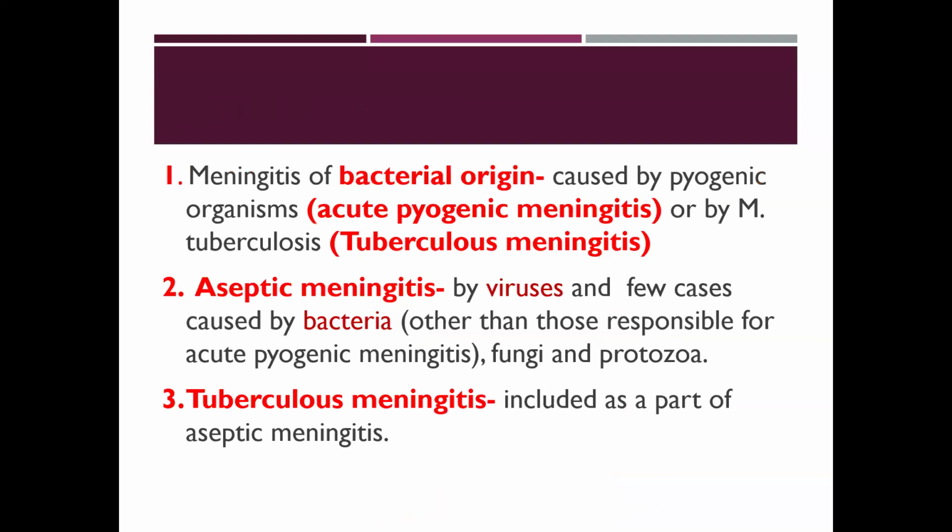Meningitis is caused by viruses, bacteria, fungi, and even protozoa. Based upon the type of organism involved, if the meningitis is caused by pyogenic organisms, which means pus forming organisms, that is, if it is of bacterial origin, it is called acute pyogenic meningitis.